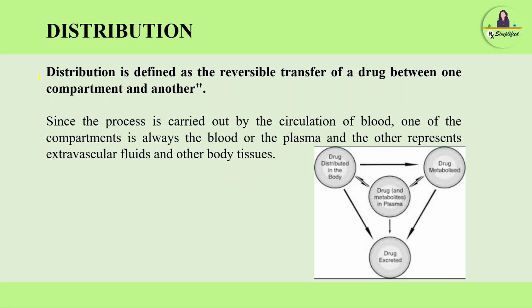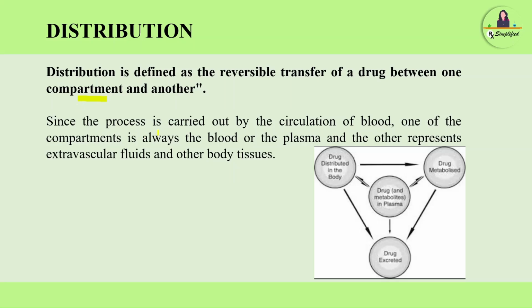So what is distribution? Distribution is defined as the reversible transfer of a drug between one compartment and another. For example, after taking a tablet, it goes to the stomach, then to the blood circulation. So the tablet is equally distributed in systemic circulation. This phenomenon is known as distribution of drug, meaning the drug is equally distributed.